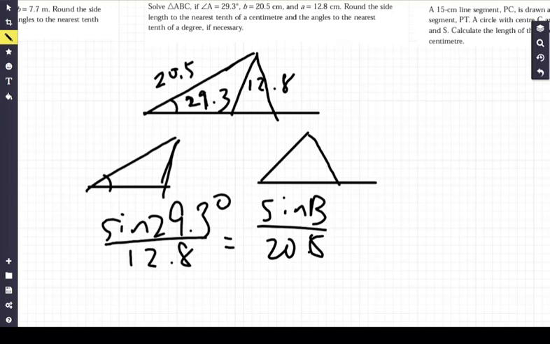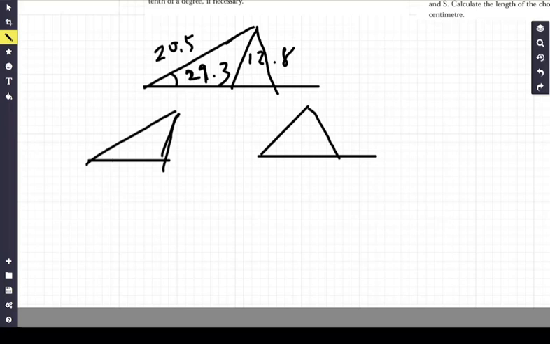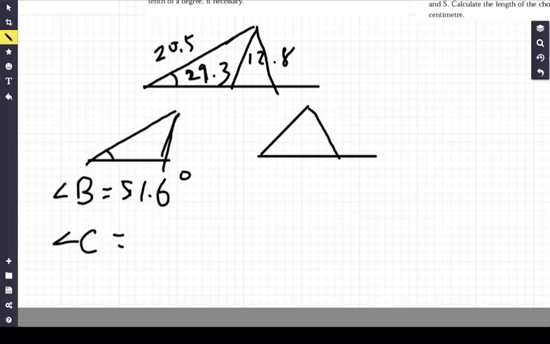Then sine B is going to equal 20.5 times sine 29.3 degrees divided by 12.8, inverse, 51.6. And then let's do C. Since we just do 180, we'll get 99.1. Right? No problem. And now we just need to find side C.